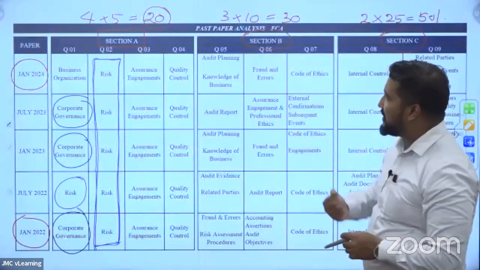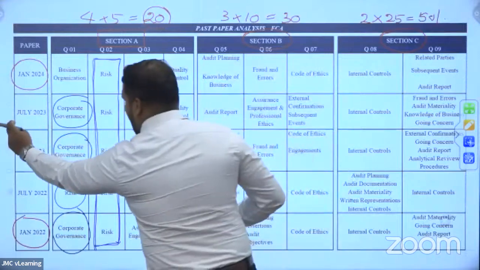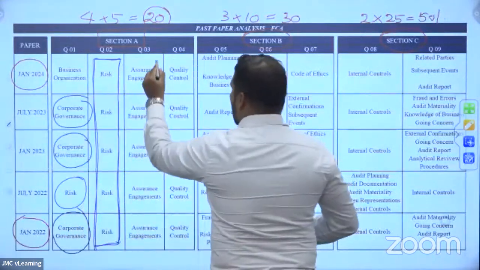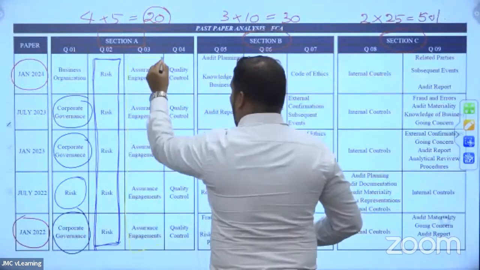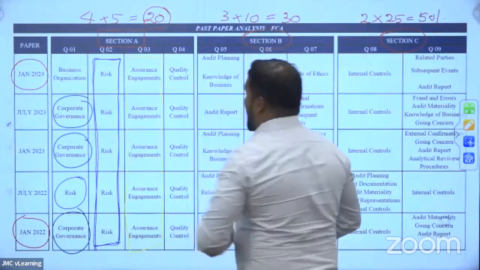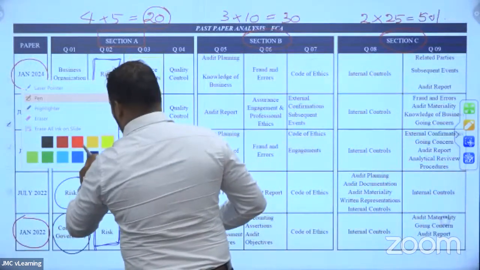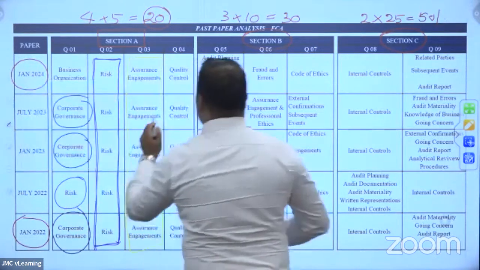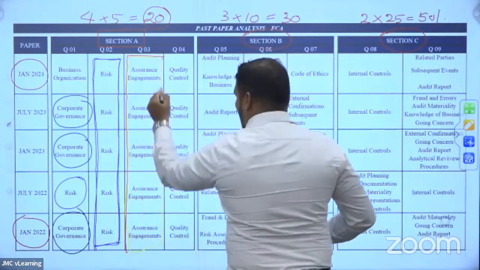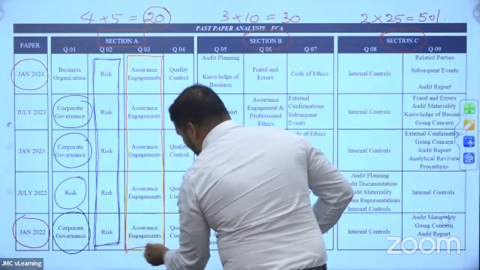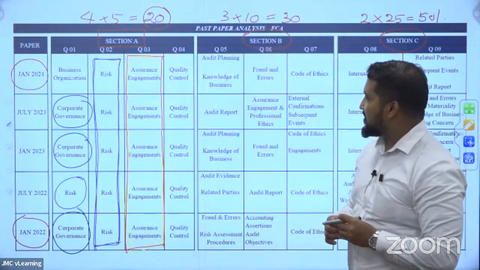When you analyze the past 5 papers, question number 3 is always tested from assurance engagement. Therefore, high attention needs to be devoted to assurance engagement as well. සහතික වීමේ සේවා කියලා අපි ඉගෙන ගන්නේ. එතකොට එතන ප්‍රශ්නාංක 3 all the time, question number 3 has come from assurance engagement.